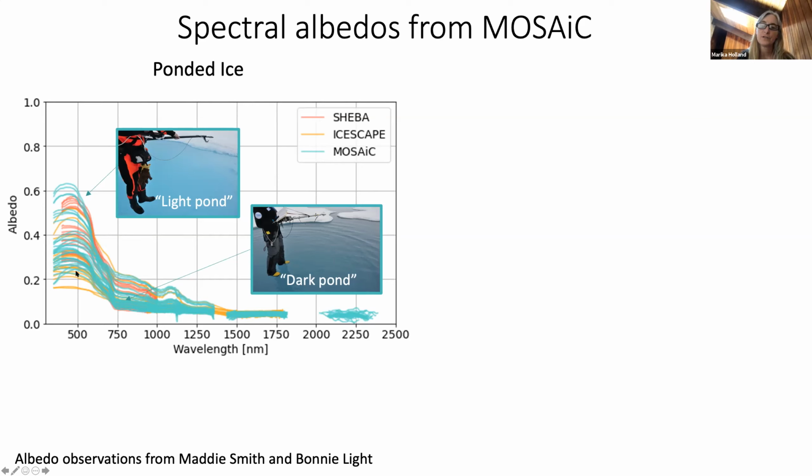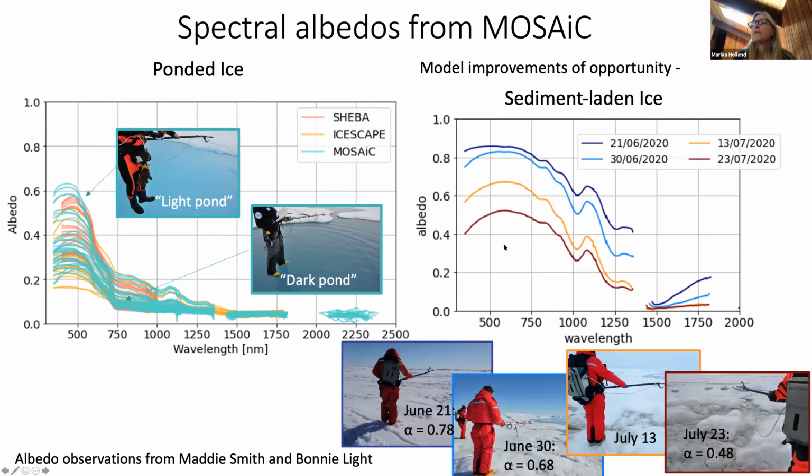And you can see that there's this tremendous range in the albedo of ponded ice, depending on the pond characteristics, which is not something we currently incorporate very well in our models. There's other measurements that were taken at SHEBA that are providing new opportunities to think about additional types of parameterizations.